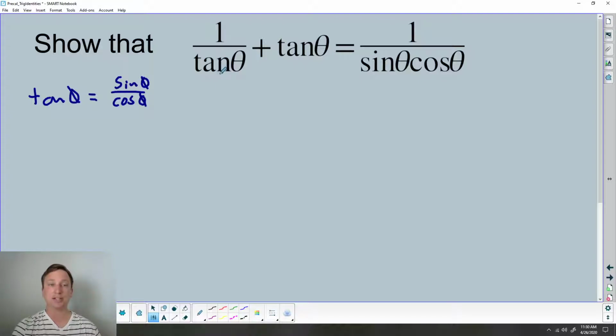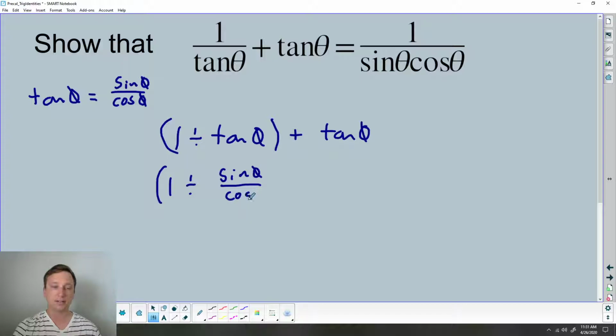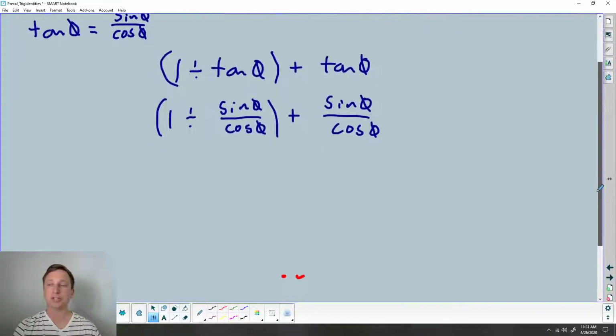So when I have 1 over tangent theta, well, this is actually 1 divided by tangent theta. And then we'll just do a plus tangent theta here as well. And then we can put this in parentheses so it's clear that that is what is happening there. Well, when I start rewriting these tangent thetas as sine theta over cosine theta, we're going to see some things clean up here. So 1 divided by tangent theta is equivalent to 1 divided by sine theta over cosine theta. And then we add that to sine theta over cosine theta. So we're rewriting tangent in an equivalent form, which is going to help us reduce or clean this up.